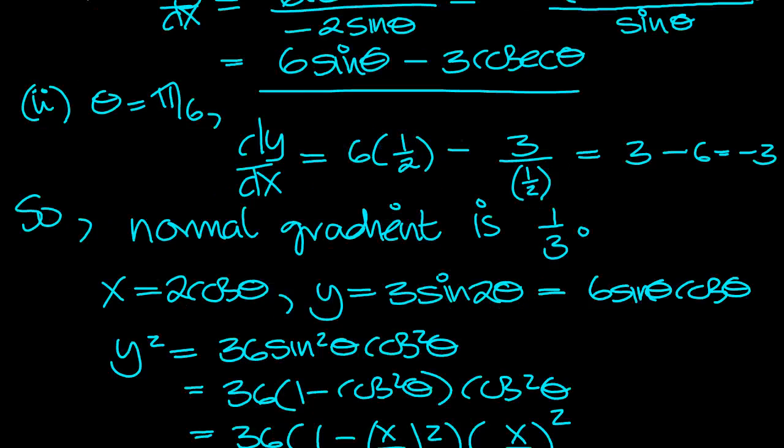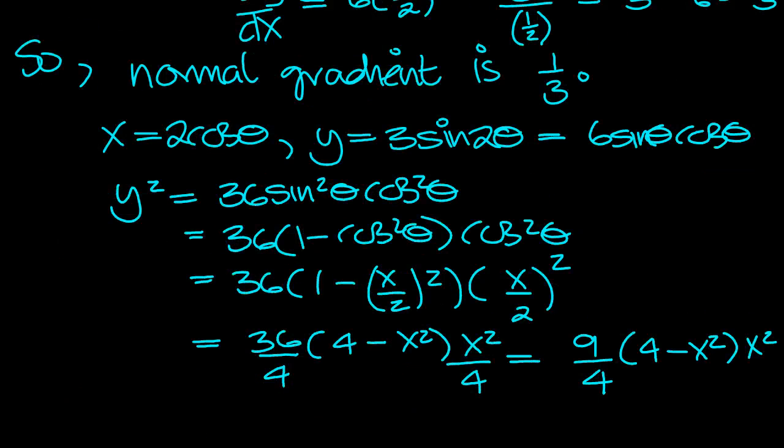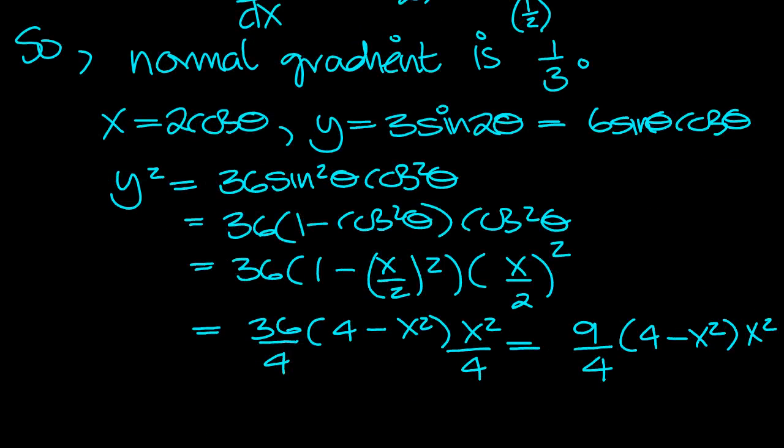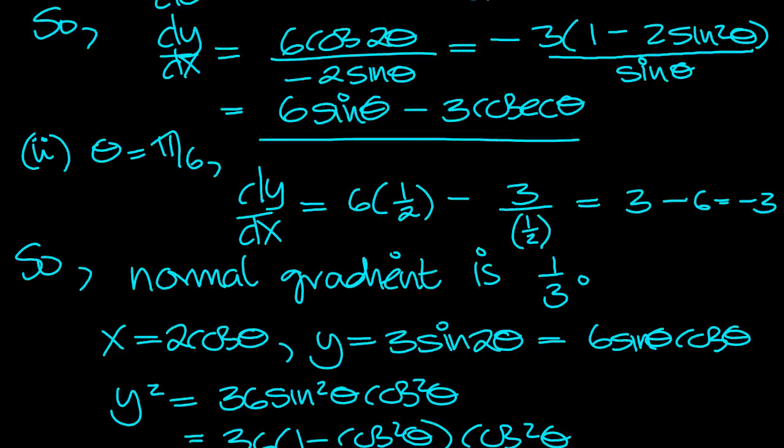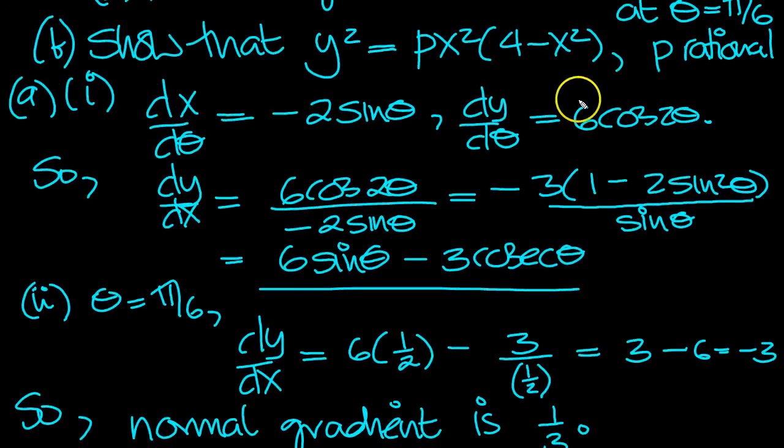And how have they written it in the answer? We need the x squared at the front, don't we? So I'll squeeze the x squared in here. And it's 9 over 4 x squared, 4 minus x squared. And p was rational. So p is 9 over 4.